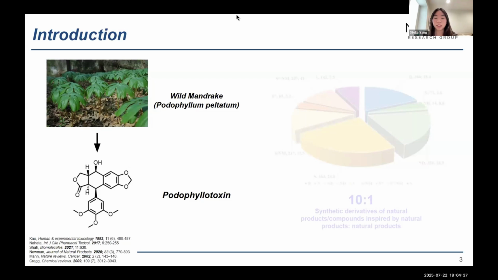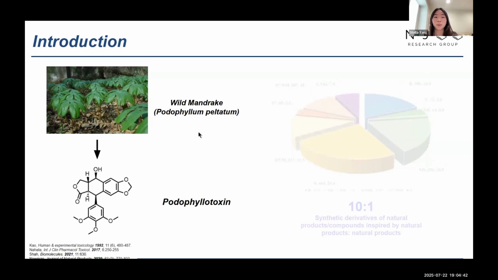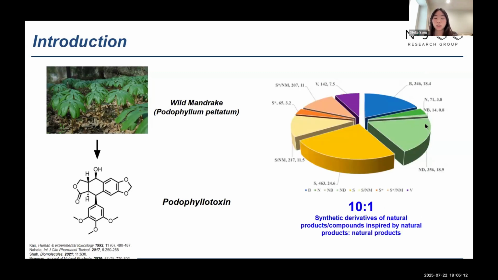Okay, so podophyllotoxin is a natural product derived from a plant called the wild mandrake or Podophyllum peltatum. And for any Harry Potter fans out there, the wild mandrake is in fact the same plant as the magical screaming mandrake found in the Harry Potter movies. But moving on, the reason why our lab focuses so much on natural products is because, according to Newman and Cragg in 2020, derivatives of natural products outnumber natural products themselves in a 10-to-1 ratio. And this just goes to show the importance of not only using, but also modifying natural products for medicinal purposes.